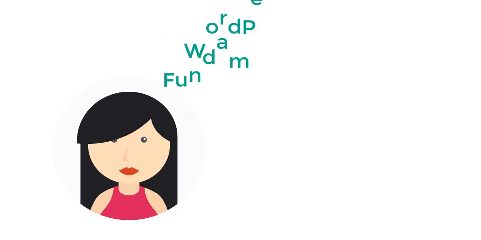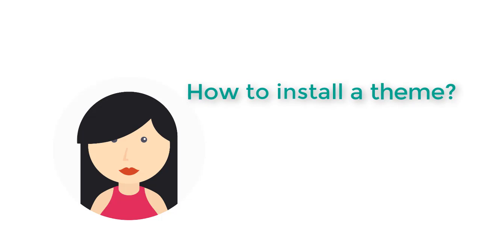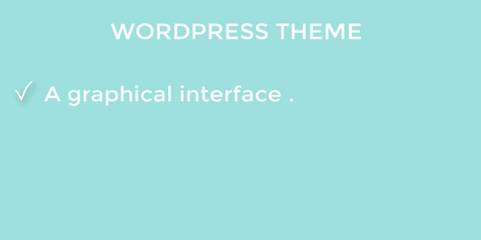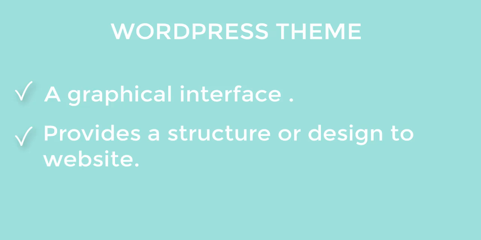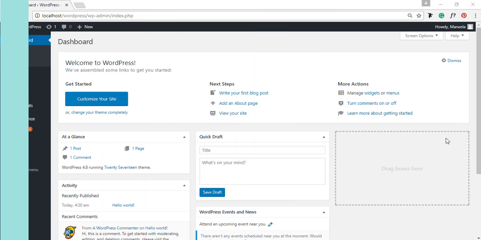In this video, I'm gonna walk you through the fundamentals of WordPress, that is, how to install a WordPress theme. And for this video, I'm gonna show you how to install a free WordPress theme. So what is a theme? A theme is basically what your website's gonna look like. A theme provides a structure, or say a design, to your website, you know, like the layouts. I mean, how the contents look when they are displayed. So let me show you how to install a theme.